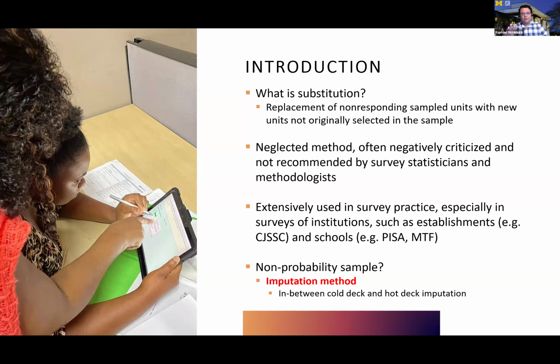I'd like to think of substitution as something slightly different, right? That is not that these substitute units are being selected in the sample. They are part of the sample selected, of course, but the way I'd like to see substitution is more like an imputation method, where you have non-respondents and you somehow need to impute their data. Here we're not really using substitution as item imputation, but pretty much as a full survey imputation.